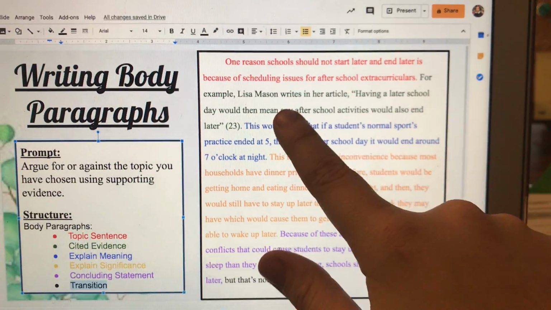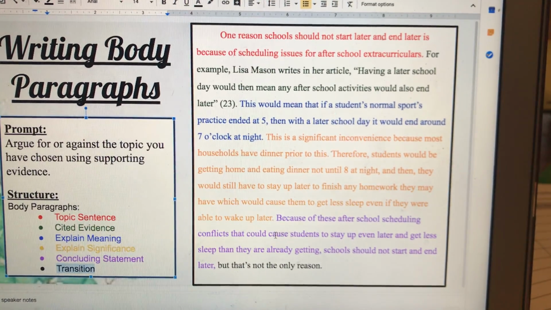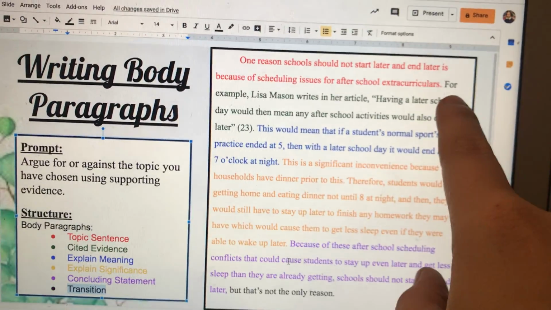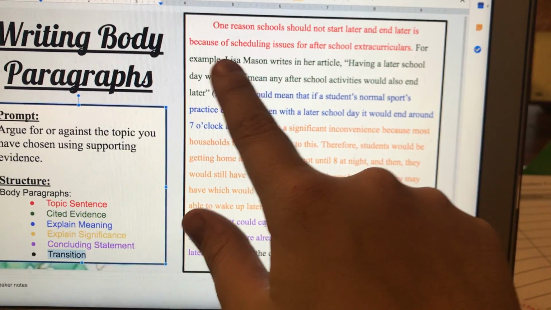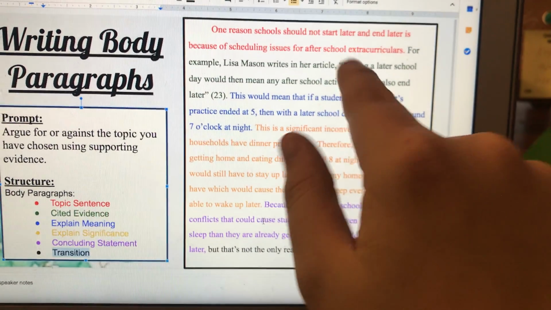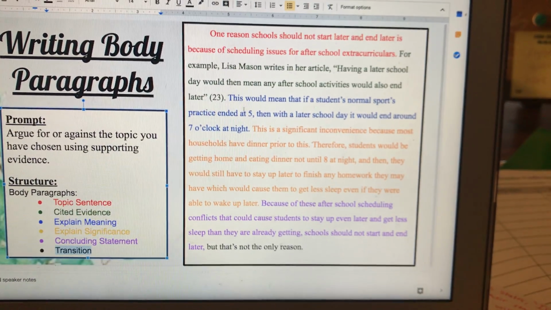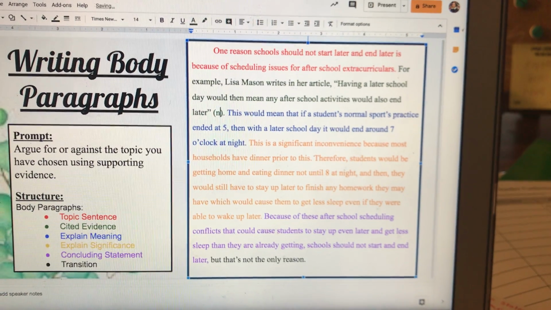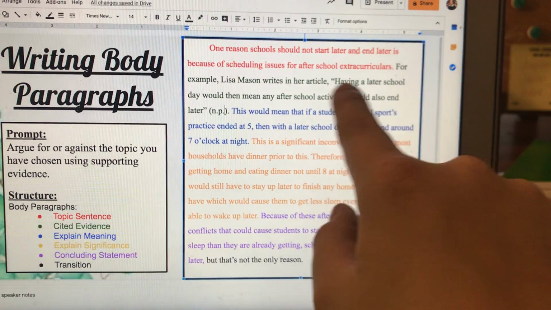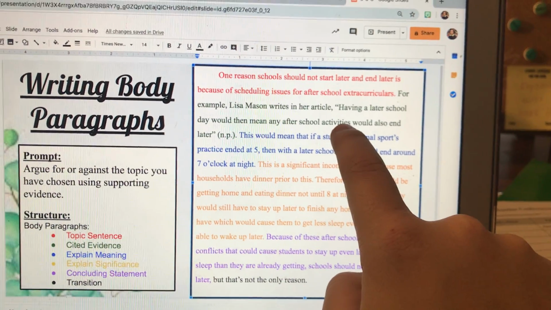So we have that. For example, Lisa Mason writes in her article, having a later school day would mean that any after-school activities would also end later. So that's the cited evidence. You have to introduce it with for example, and then you have to tell me who says it and where, and then you have to give the page number it's found on. If there is no page, then this becomes NP, non-paginated. So that right here, this quote, is on your research cards. You already have your evidence.